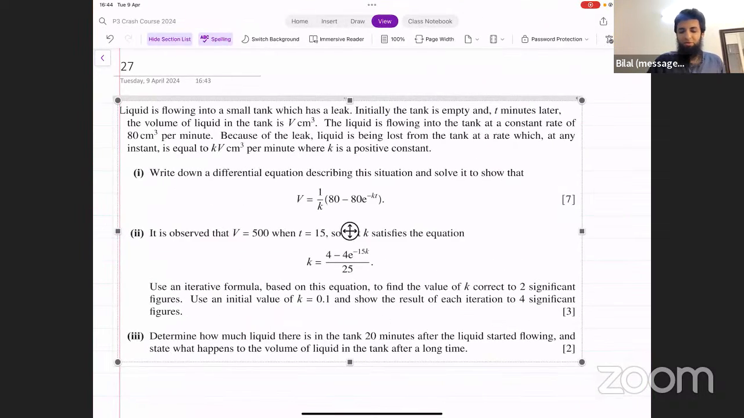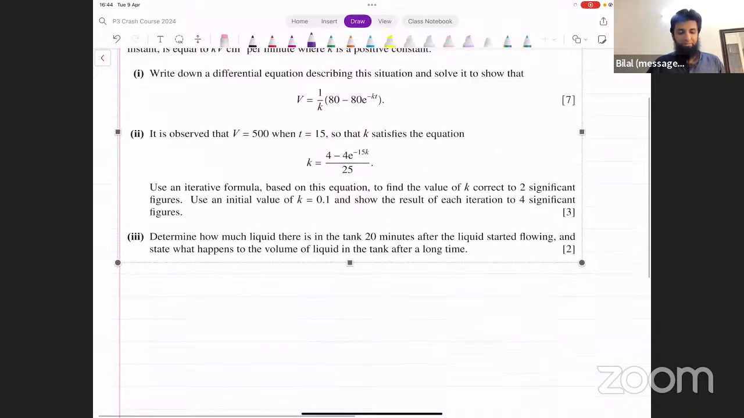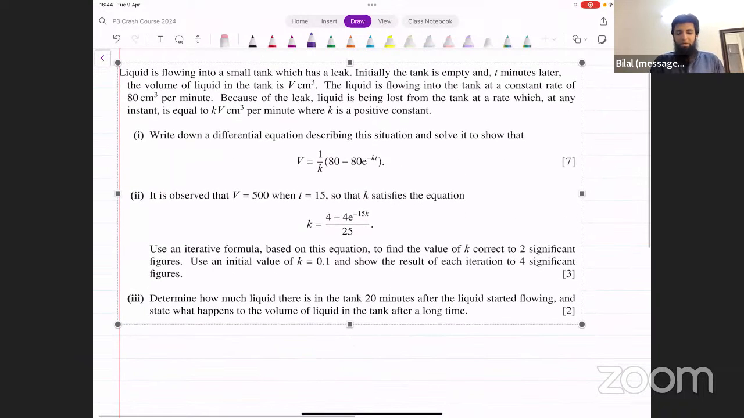Okay, question number 27 from the worksheet. Liquid is flowing into a small tank which has a leak. Initially, the tank is empty. So now this statement is important. Initially, the tank is empty. What does that mean?